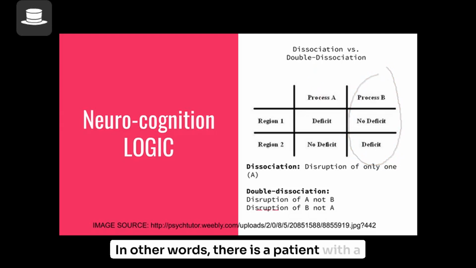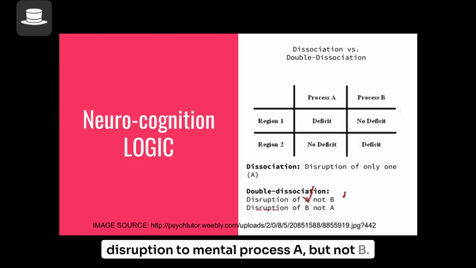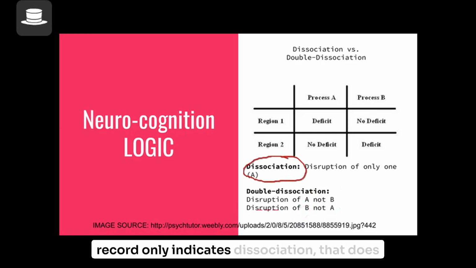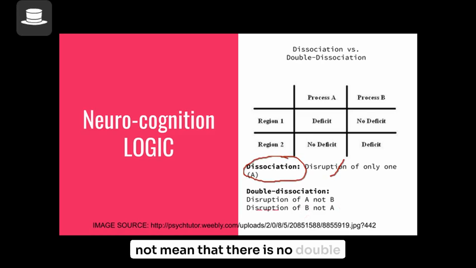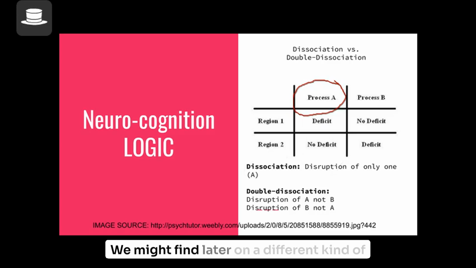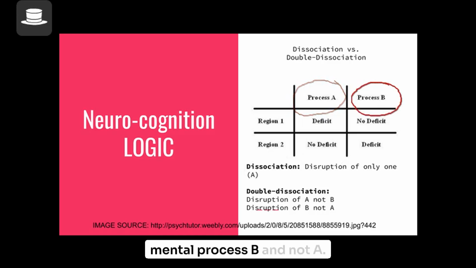In other words, there is a patient with a disruption to mental process A, but not B, and there is also another patient somewhere with a disruption to mental process B, but not A, suggesting that these two mental processes, A and B, are most likely independent of each other. Now again, keep in mind, if the patient record only indicates dissociation, that does not mean that there is no double dissociation. It's quite possible that the cases we have received so far have only been specific to disruption of mental process A. We might find later on a different kind of case where there is a disruption to mental process B and not A.